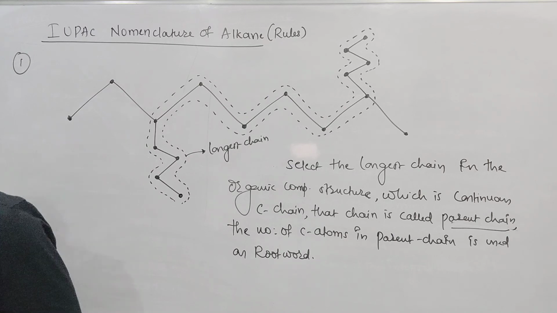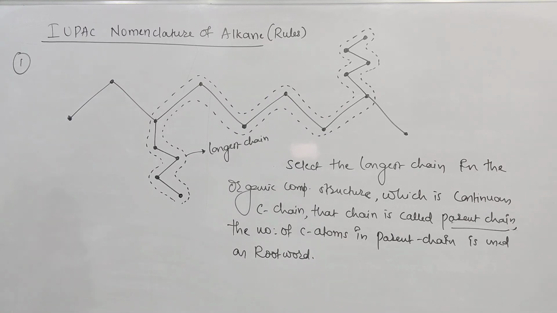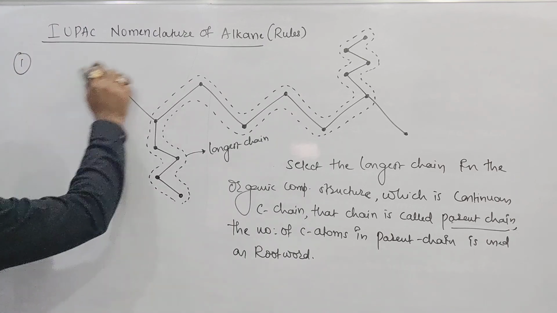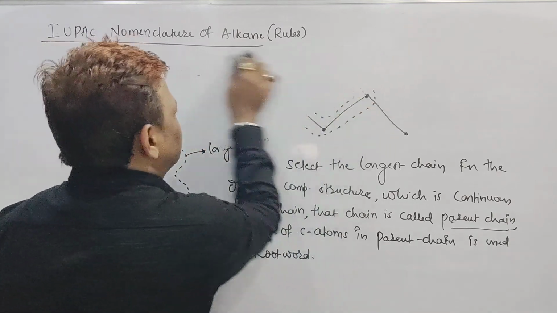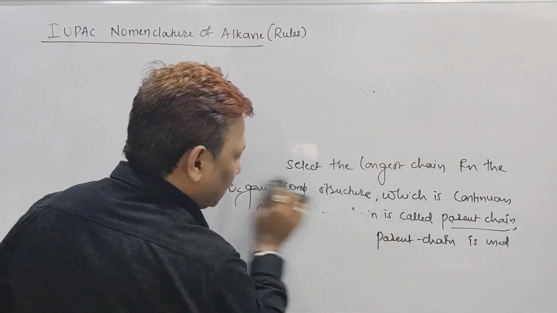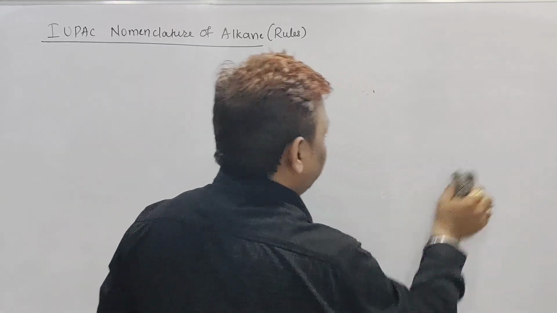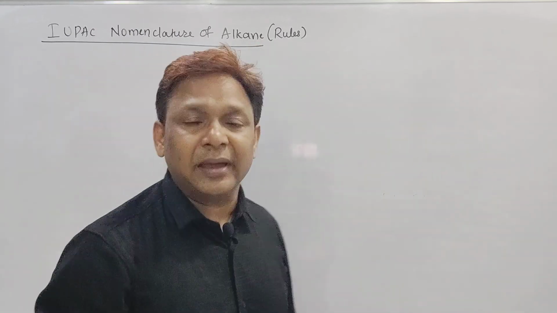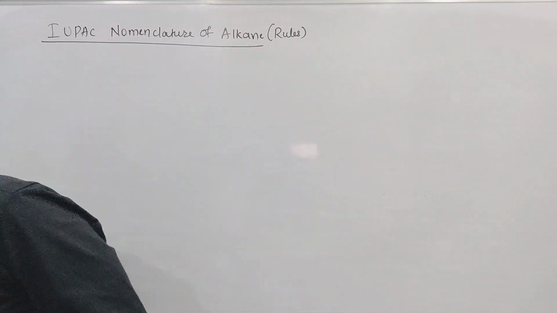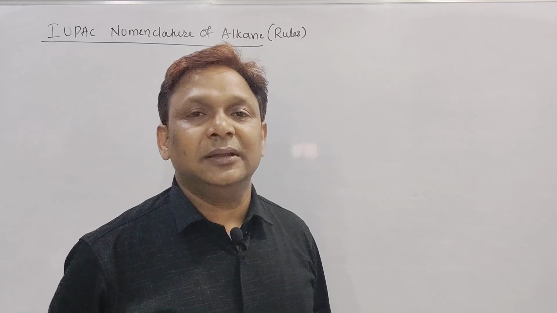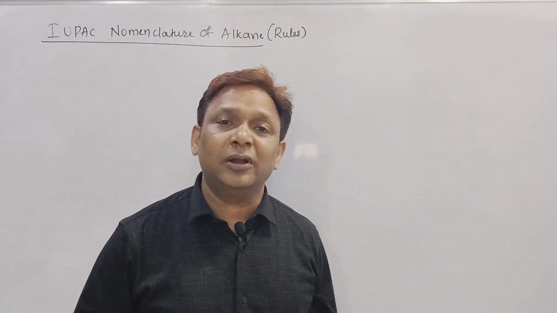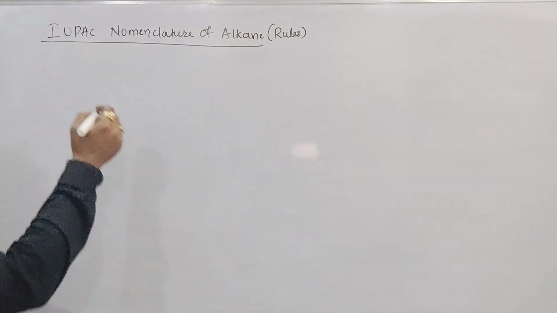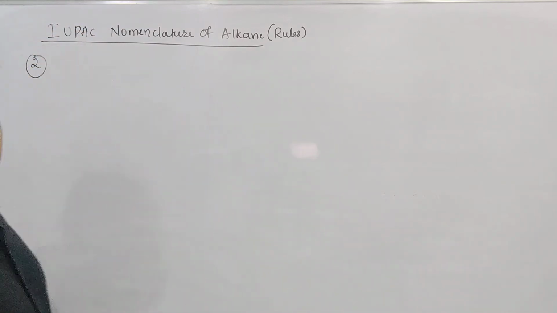Very good, beta. We'll go with the second rule which is given here. One second, beta. Second rule here, I want to draw the structure. This is the first rule, which explains the selection of the longest chain of carbon atoms, and the number of carbon atoms in the longest chain or parent chain will be considered as a root word. Second rule, number 2. For writing the rule, I should draw the structure here, and based on the structure we'll write the rule.